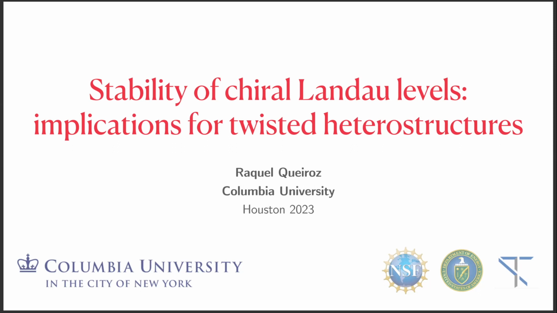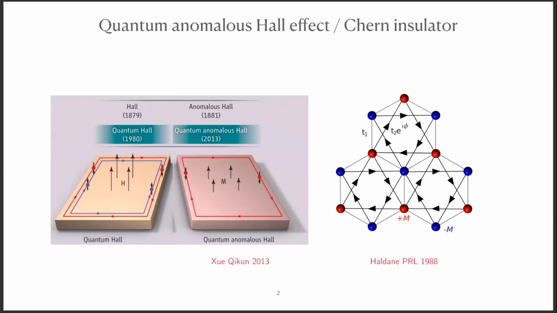Okay? So, we've come a long way since the first proposal that quantum Hall could be realized on the lattice without any magnetic field. Since 2013, we've been seeing quantum anomalous Hall effects in many materials and many more heterostructures. So it became just a reality that you can have quantum anomalous Hall without any magnetic field. And it is a very natural question to ask.